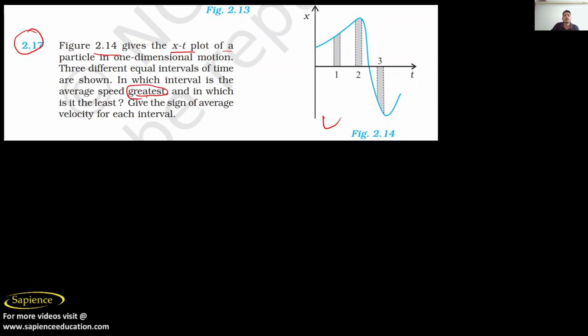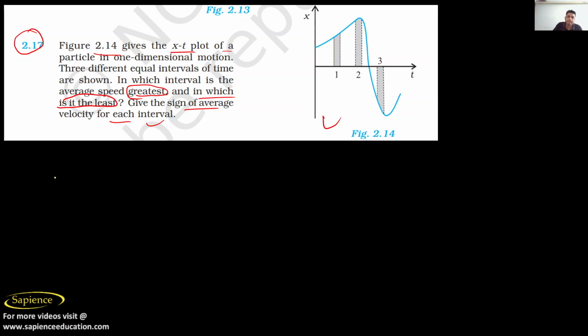You need to find in which interval the average speed is greatest, and in which the speed is least. Give the sign of the average velocity in each interval. So one by one, if you know the basic things, what do you mean by x-t? If you will talk about the x-t graph, let us see here.